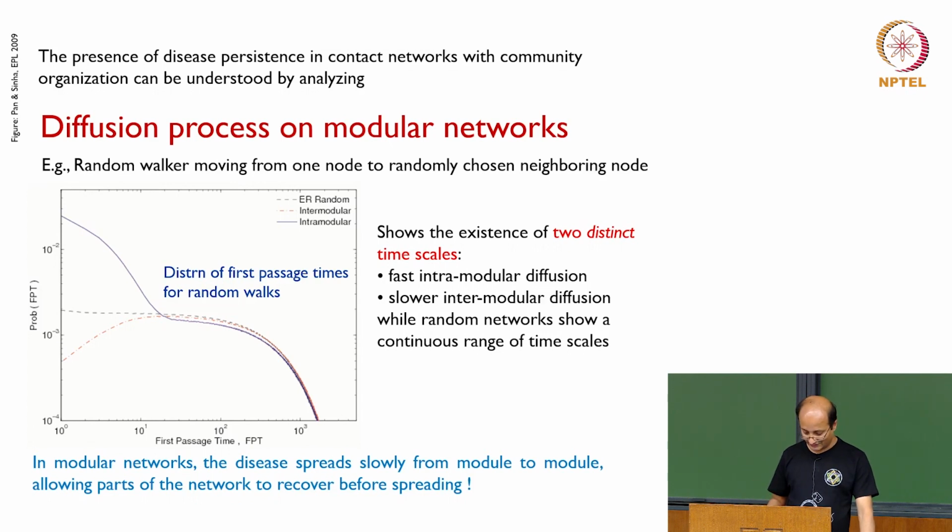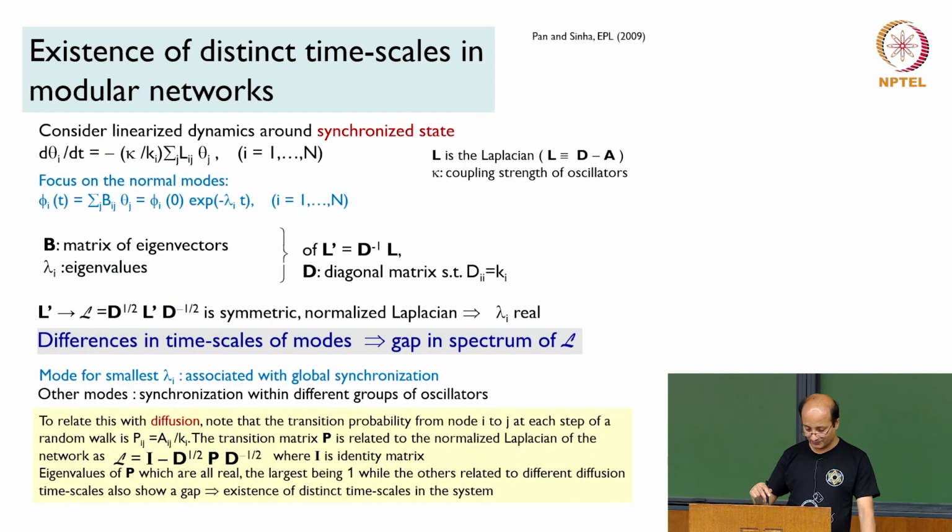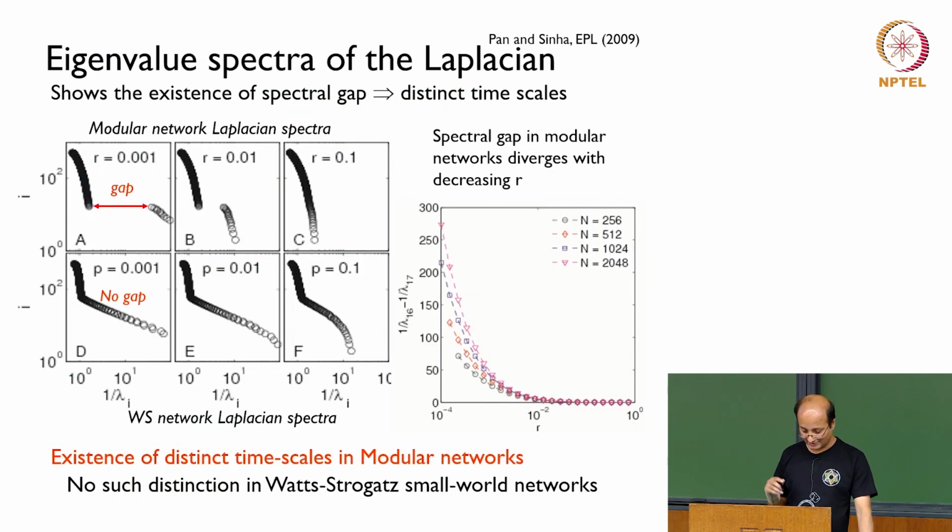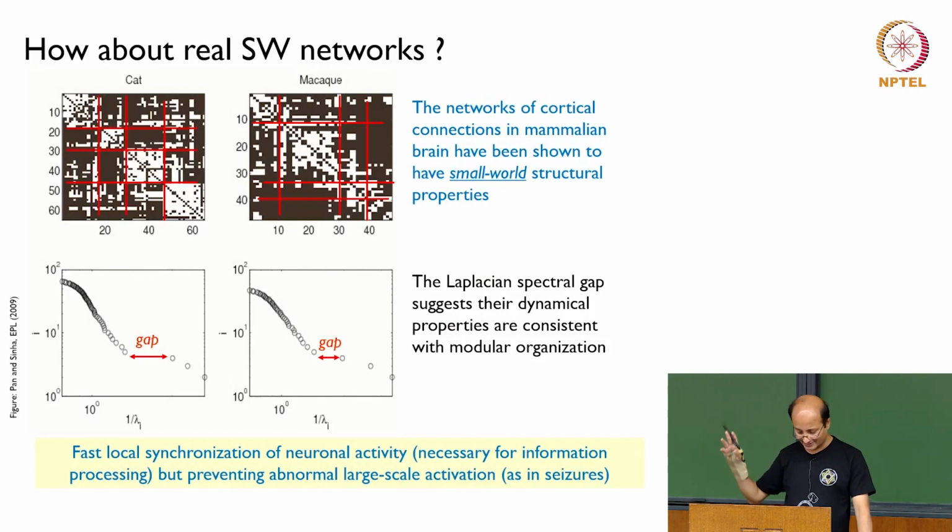And in modular networks, the disease spreads slowly from module to module, thereby allowing other parts of the network to recover before it spreads. So I won't go into the details of this maths, you can look it up from my notes. Suffice it to say that you can actually connect it with the eigenvalue spectrum of the corresponding Laplacian. If any of you have questions, I'll be more than happy to discuss it after the class.